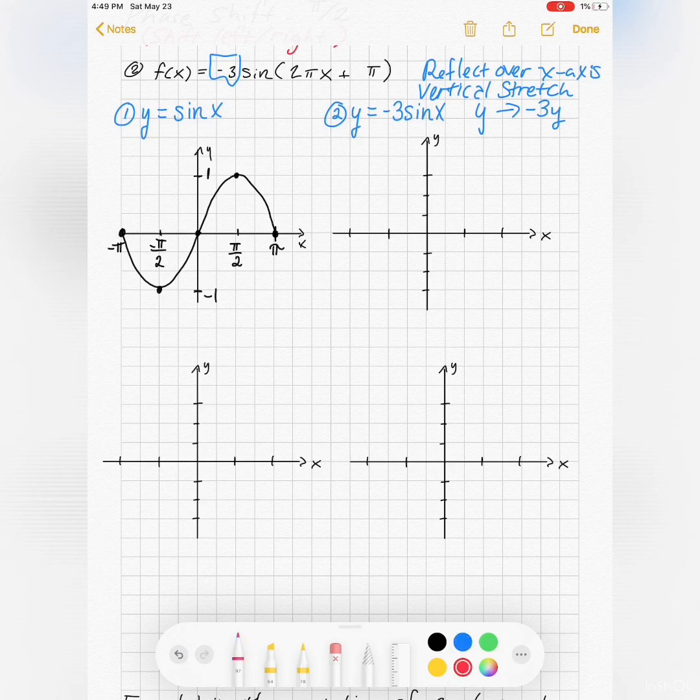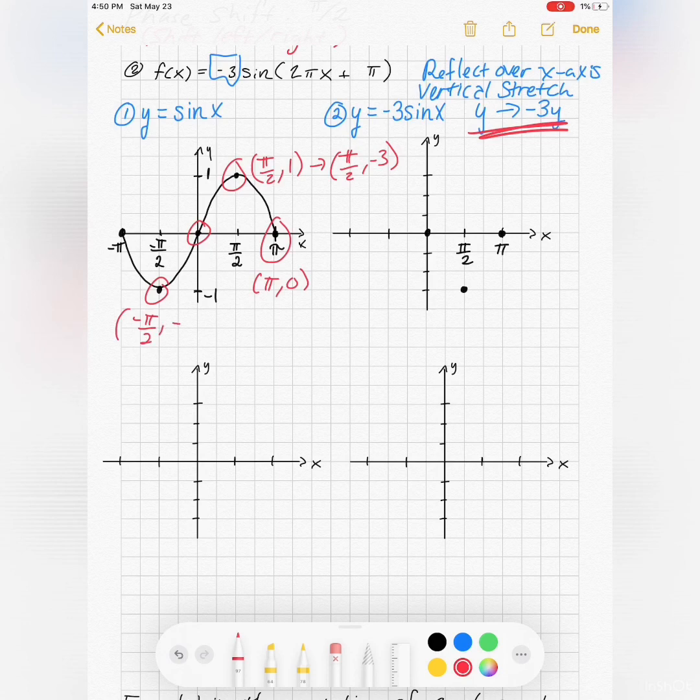So let me look at my points. Pi, 0. I'm going to multiply the y by negative 3. Okay, so that's not going to move. That'll still be at pi, 0. What about pi halves, 1? I'm going to multiply the y by negative 3. So pi halves, 1 is going to go to pi halves, negative 3. Okay, 0, 0. Again, if I multiply 0 by negative 3, it's still 0.